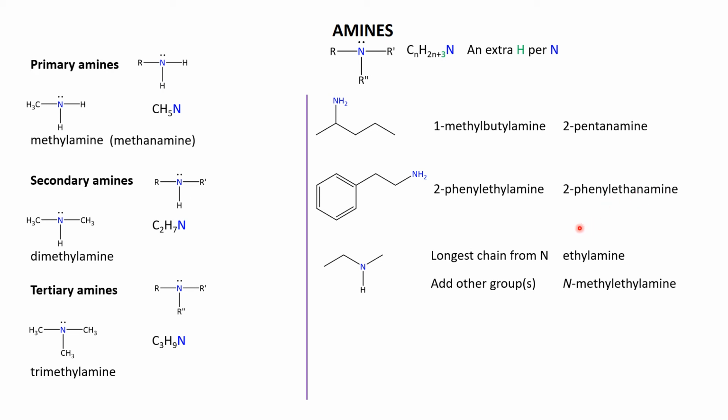We can combine these different approaches for this secondary amine, for example, because again it is a methanamine but now has an N-methyl on it. So N-methylmethanamine. And then this one here is methanamine that has 2 methyls on it. So that would be N,N-dimethylmethanamine.